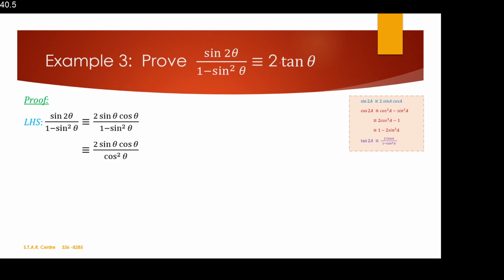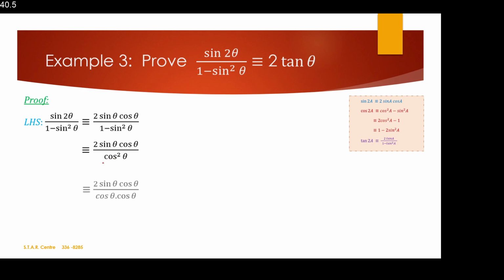So if we look at our question, what we are trying to prove on the right hand side would be 2 tan theta. We know that tan theta is sine theta over cos theta, which means that I want terms with sine in the numerator and terms with cos in the denominator. So therefore, I am going to change the 1 minus sine squared theta using the identity that we have learned previously. Remember, we did that sine squared plus cos squared is equal to 1. And from that, we derive 2 other identities in which cos squared theta is equal to 1 minus sine squared theta. I'm using that identity. So 1 minus sine squared theta in the denominator gives cos squared theta.